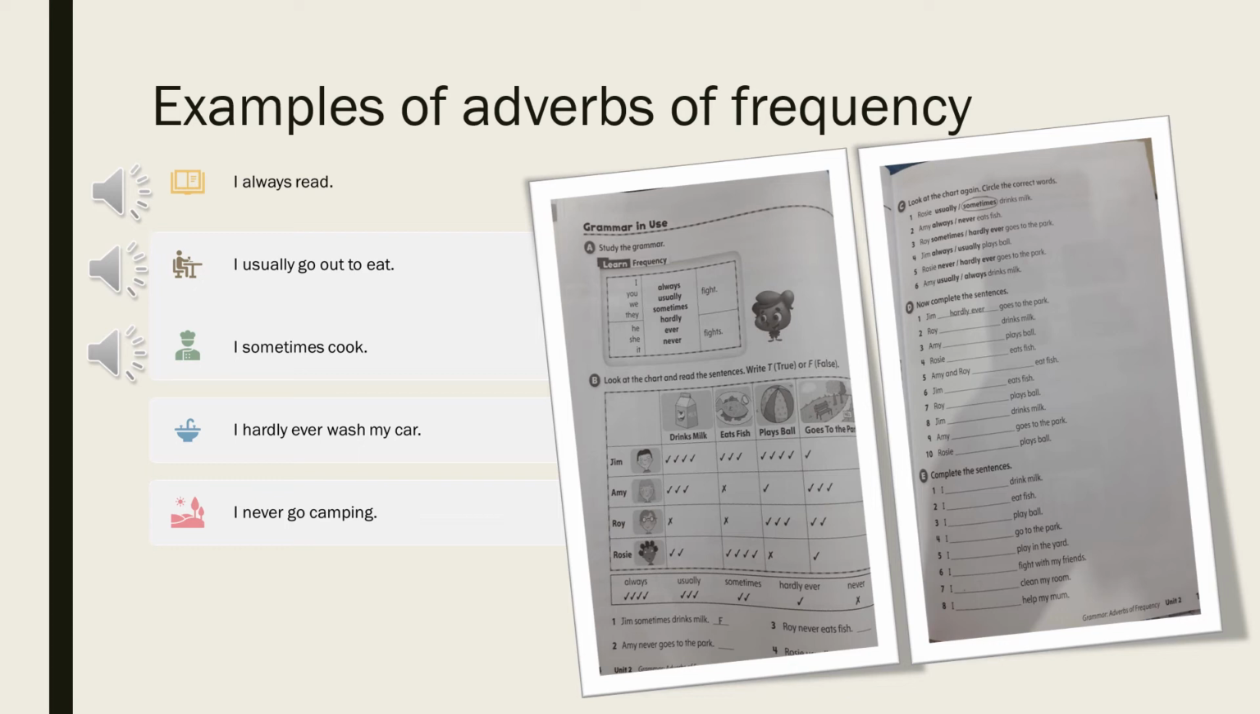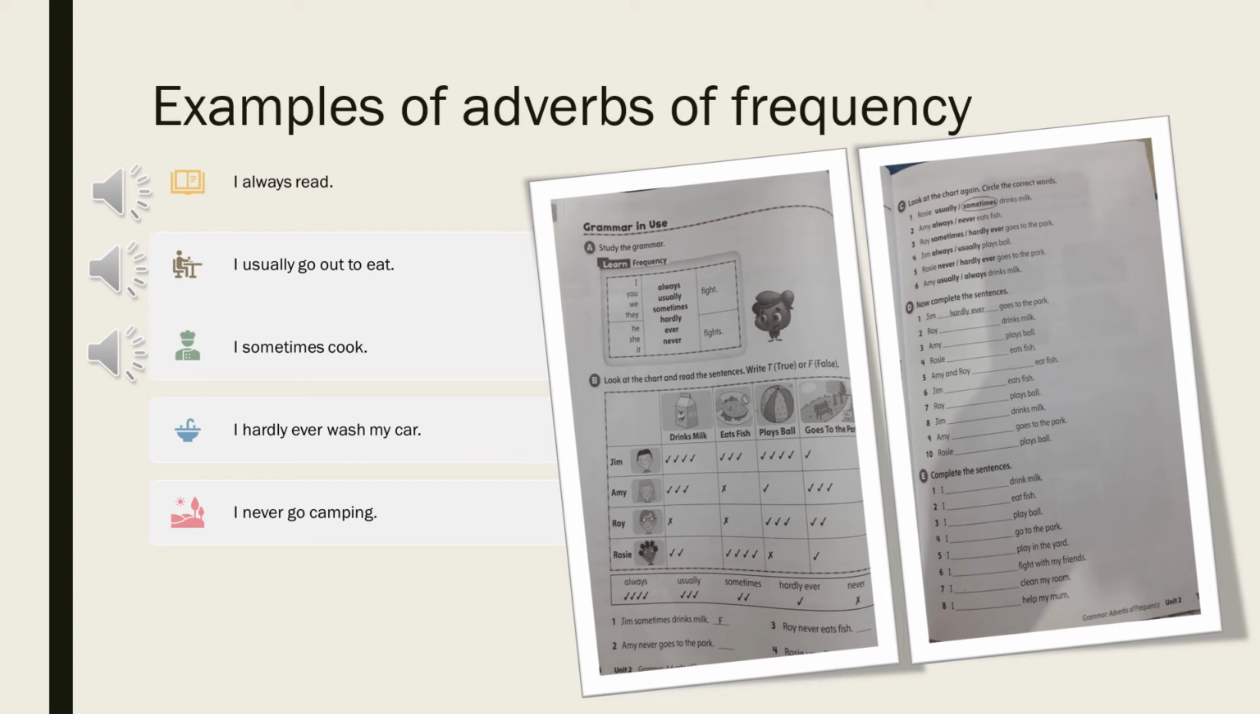Okay, students, come to page number 14 of your workbook now and write down classwork day and date at the top of the page. Look at the B part now. Look at the chart and read the sentences. Write T for true or F for false. As you can see in the chart below, there are 4 names given: Jim, Amy, Roy, and Rosie. And different adverbs of frequency are given, like always, usually, sometimes, hardly ever, and never.